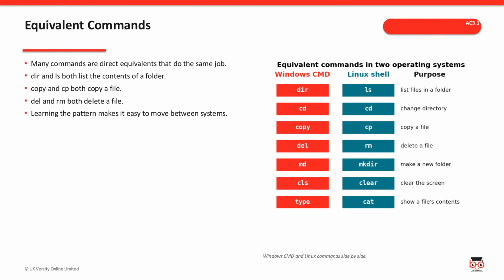The encouraging thing is how many commands are simply direct equivalents doing the very same job. dir and ls both list what's in a folder. Copy and cp both copy a file. Del and rm both delete one. Once you spot that pattern, hopping between the two systems becomes surprisingly easy. You're really just learning a second word for something you already understand.